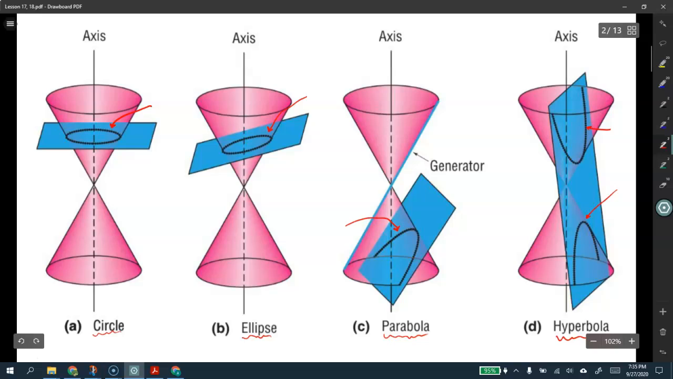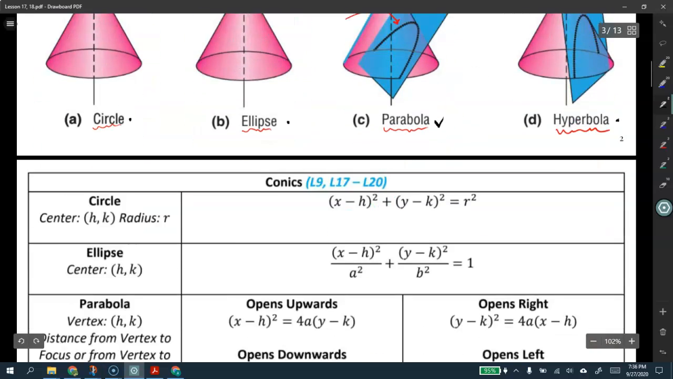Now, if you recall from a previous lesson, we discussed parabolas, and we had quite a formula for it. We had something of the sort y minus k squared is equal to 4a multiplied by x minus h, things of that sort. And then we would switch things around a little bit. But these formulas were discussed already, and they were for the parabola. So we're not going to be discussing the parabola because it's already been done, but we're going to be discussing the circle, the ellipse, and the hyperbola as we go through these lessons.